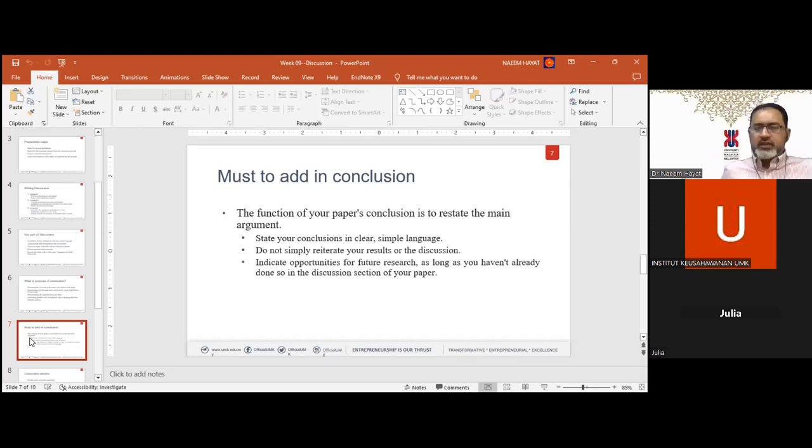So again, I told you there is a difference in the structure of the paper according to the journal requirement.